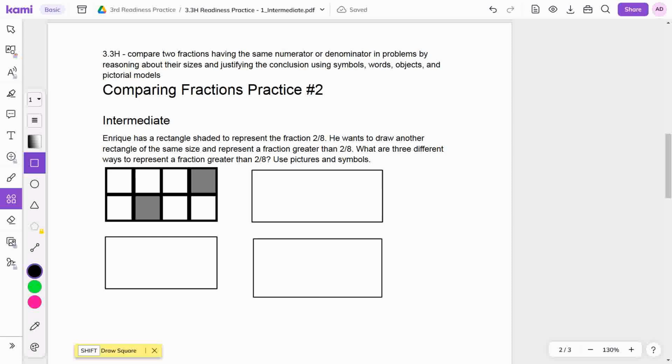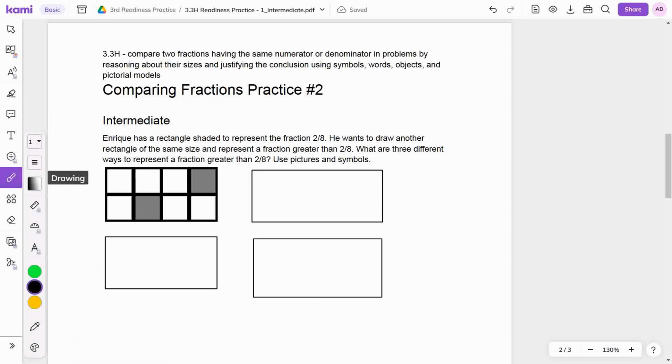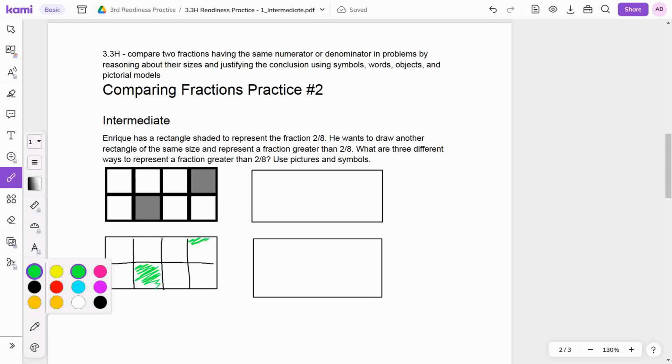Okay, so that's 2/8. He wants to draw another rectangle, same size, and represent a fraction greater than 2/8. Well, there are some easy ways to do this, right? So I'm going to make this eighths just like Enrique had. But watch. All I need to do, so this is going to match what he has, right? All I need to do is shade in one more, and now I've got 3/8.